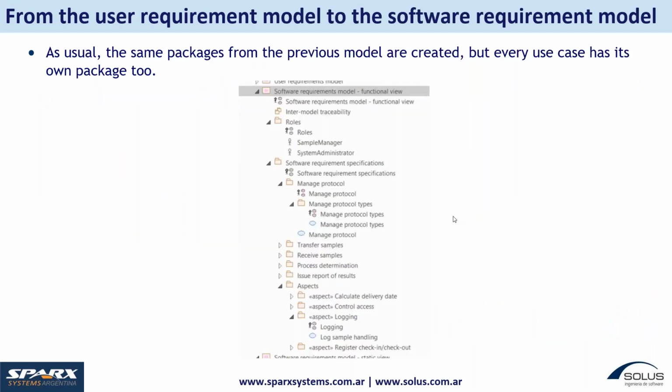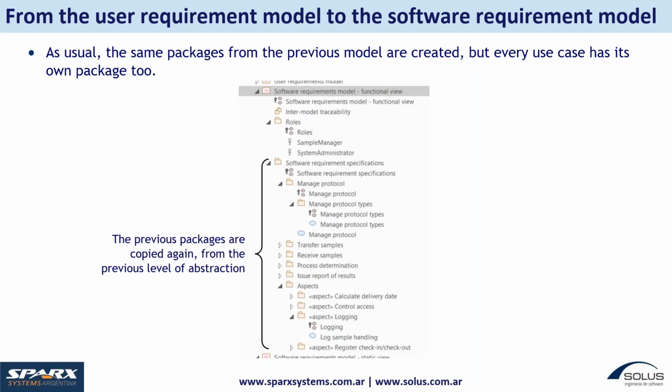When we want to move from the user requirement model to the software requirement model, again, we copy the same structure of packages. In this case, we will include a use case in every package to represent the concern. We are using the element use case, but the specification can be done by use case methods, or you can specify them as user stories or whatever. But we use the element use case.